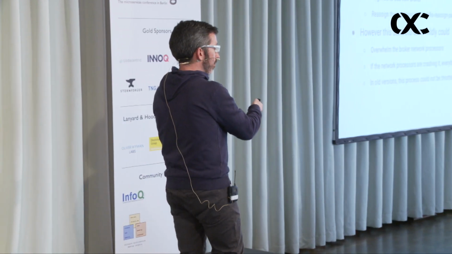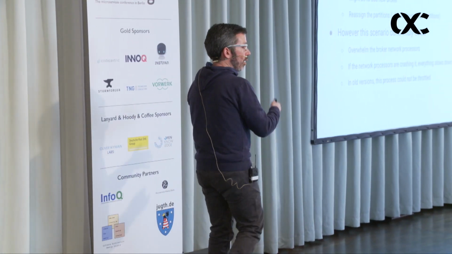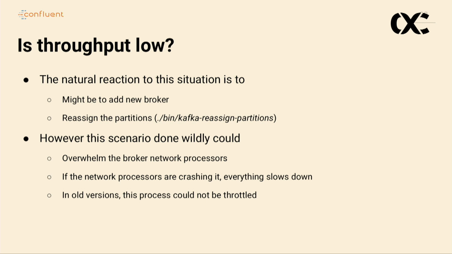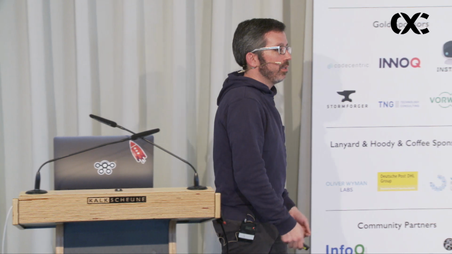Remember this nice image that I showed you? Your network processors can be crashing. And if they are doing reassignment, they are not serving your normal partitions. So this process needs to be throttled. Please do that. I've seen people killing a Kafka cluster because of that, especially in the old days when they could not throttle the process. In the new versions, this process can be throttled. You just need to do it.